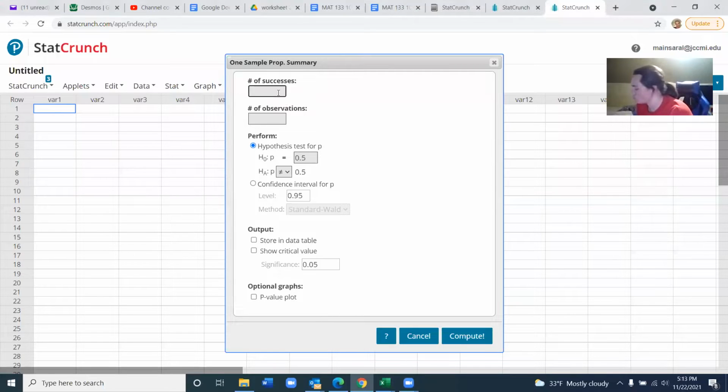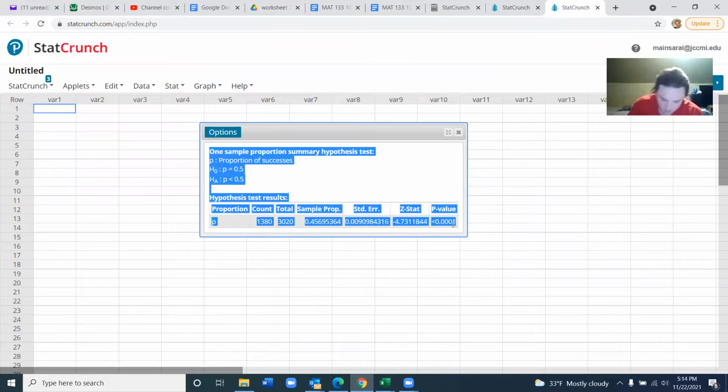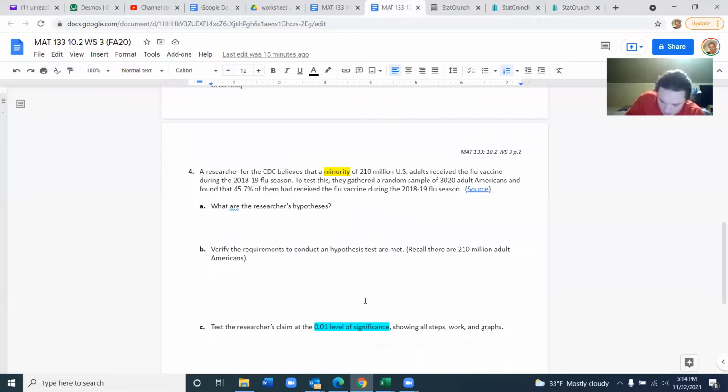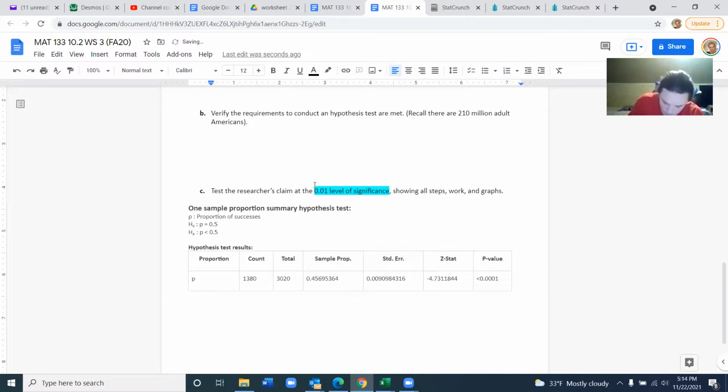Everybody ready to put that in? Okay, so we said 1380 and 3020, and our P is 0.5, but this is a less than because it's a minority this time. And we're going to hit compute. And there it is. And I'm going to copy that and put it in, so you can see that there.